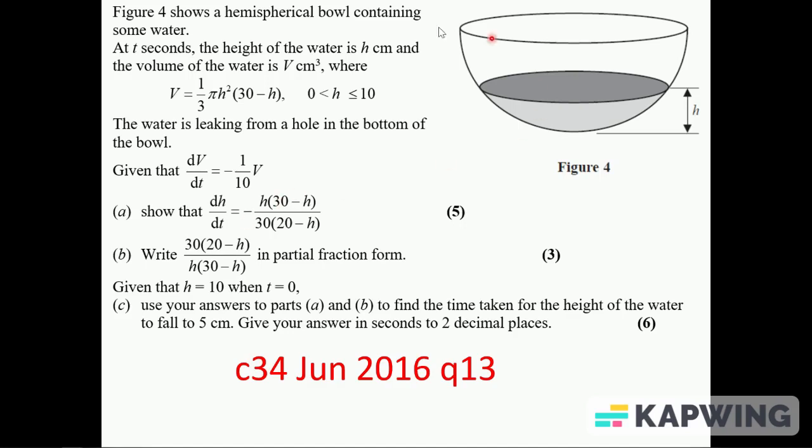Right, better strap yourselves in for this one. We've got a hemispherical bowl, and it tells us what the volume is in terms of h. It says t seconds, the height is h, and the volume is V. Water's leaking, so the volume's changing, and this gives us the rate of change of the volume in terms of the volume. And they want us to find out what the rate of change of the height is in terms of h. We're also going to have to do some partial fractions, and this is solving this differential equation because we want to get h in terms of t or t in terms of h. So here we go. It's June 2016, C34, question 13, last one on the paper.